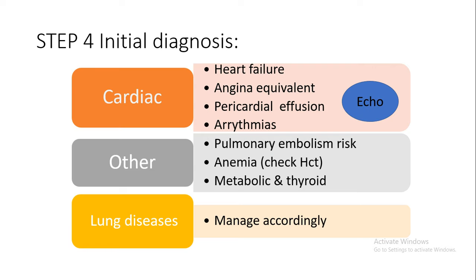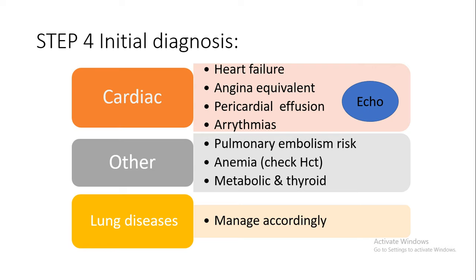If we suspect that the patient has massive pericardial effusion or cardiac tamponade, we should do an urgent echo, because if we diagnose cardiac tamponade, the patient has to undergo urgent pericardiocentesis. If the patient has angina equivalent, we should draw cardiac enzymes and check the patient's ECG, and if there is evidence of acute myocardial infarction, the patient has to be admitted to the CCU and undergo coronary angiography.